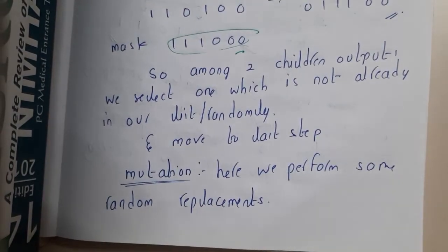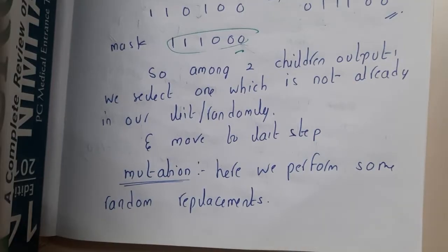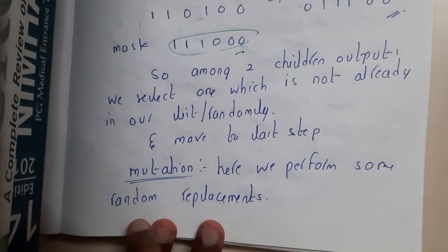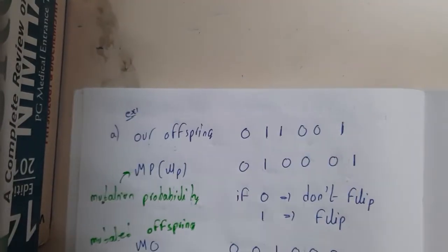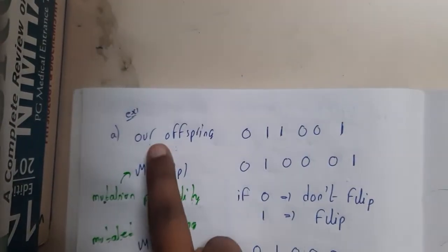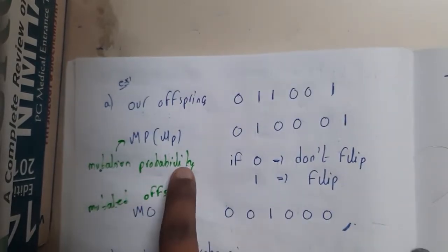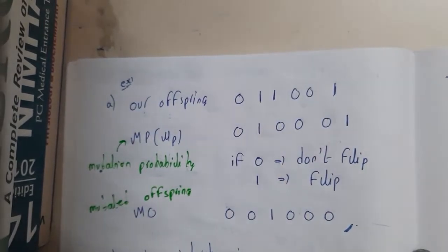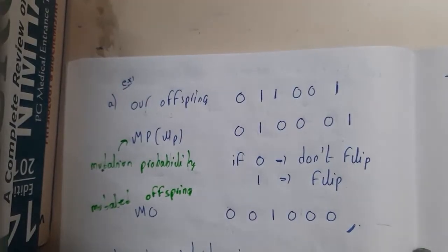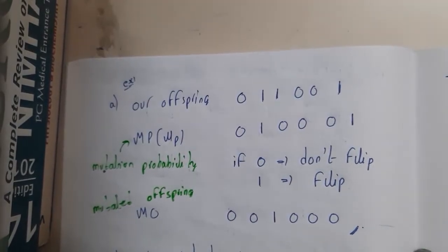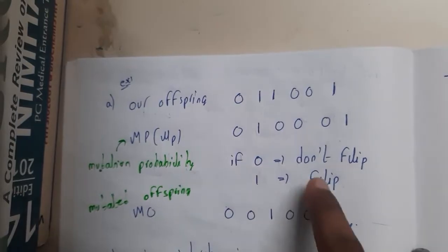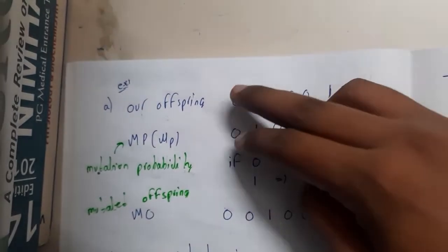Mutation is also a random replacement method. Here we perform some random replacements, so it is 100% random, you can say. Basically our offspring is this. We got this result and you will have a mutation probability value. This value you will take randomly or using some kind of coin flip. Once you have the mutation probability, if it is 0, you will not swap it.